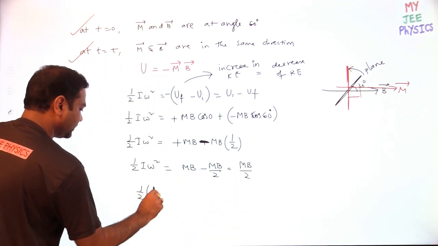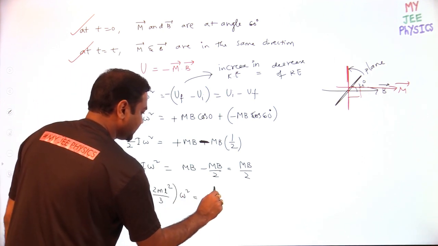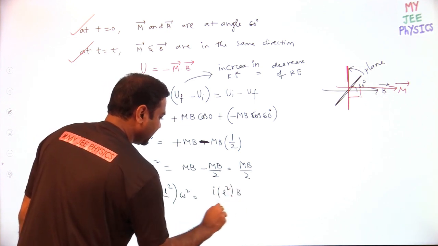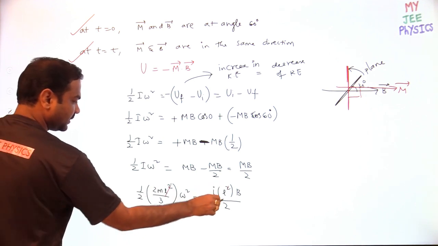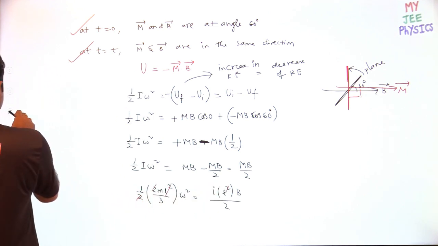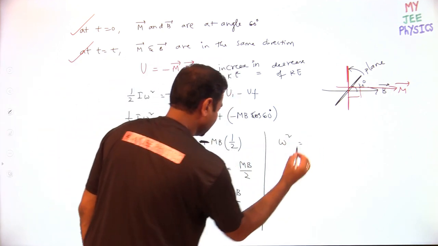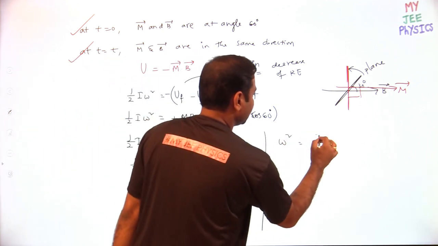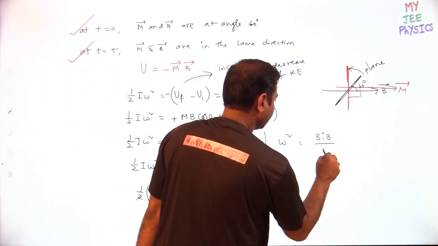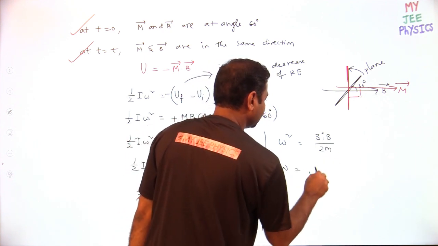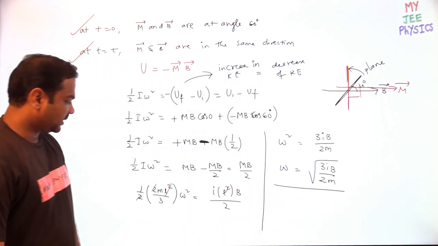So now write down all the values. 2 mL square by 3 into omega square, and the m value is equal to I into L square into B by 2. L square will cancel out. Even 2 also will cancel out. So then what you will get? You will get omega square. Omega square is equal to, now multiply the 3 times, 3IB by 2m. So omega is equal to under root 3IB by 2m. So this is the angular velocity I got.